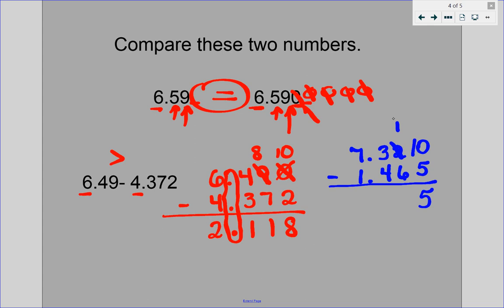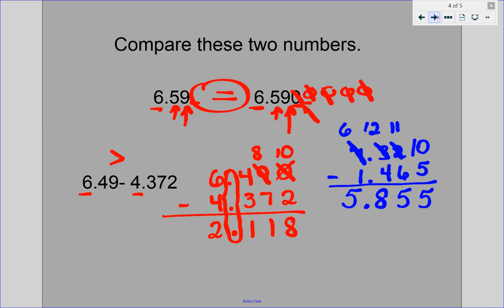More on the floor, so go next door. Cross out the 3, make it a 2. Add 10 to that 1, so you have 11. 11 minus 6 is 5. More on the floor, so go next door. Take 1 away, add 10 to what we had. 12 minus 4 is 8. Decimal point, 5. So we end up with 5 and 855 thousandths.